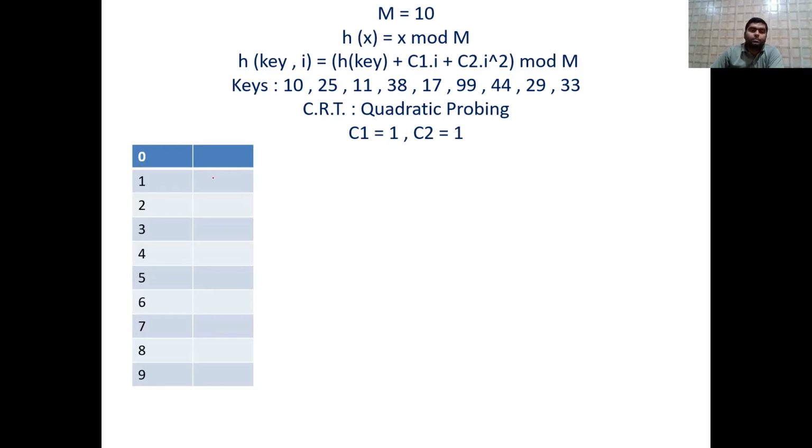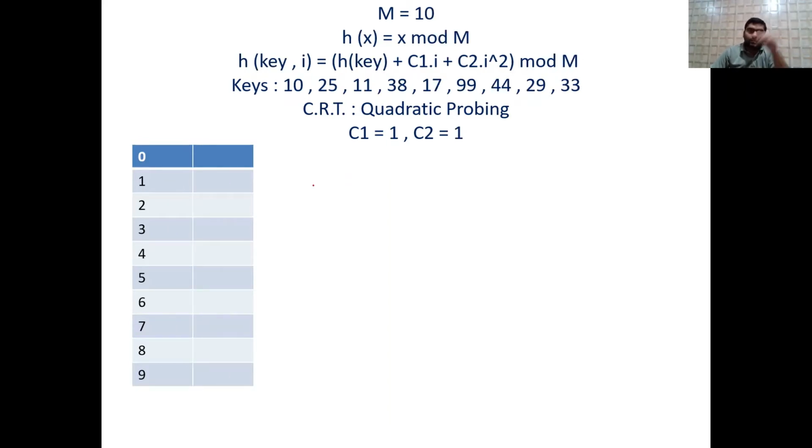Now observe carefully, I am solving this question. By using quadratic probing, the size is given as 10, the hash function is h of x equals x mod m, and h of key comma i is given as the same quadratic formula, h of key plus c1 dot i plus c2 dot i square, so it is the probe number squared, mod m. Keys are given: 10, 25, 11, 30. The collision resolution technique is quadratic probing, and c1 and c2 are assumed by default as 1. So ultimately the formula is simple: h of key comma i equals h of key plus i square, mod m. As simple as that.